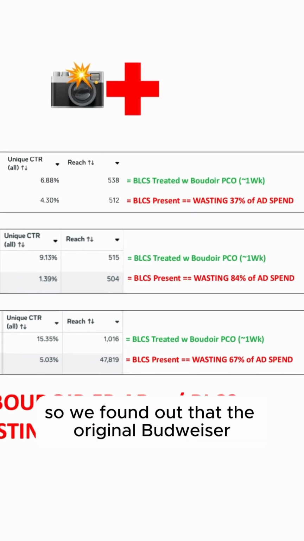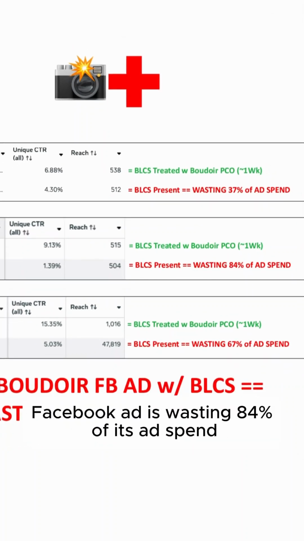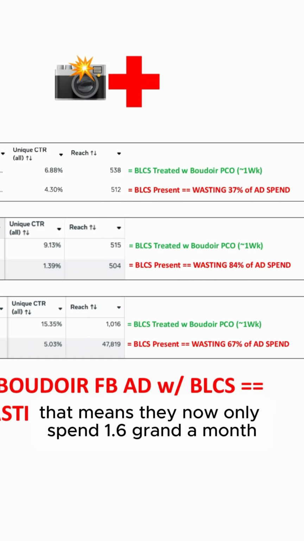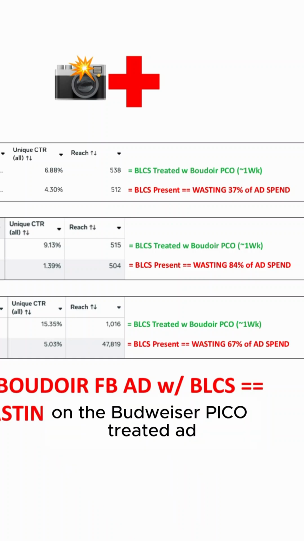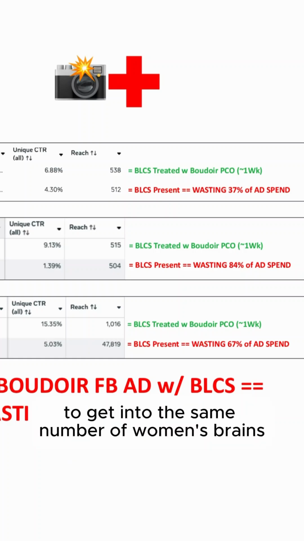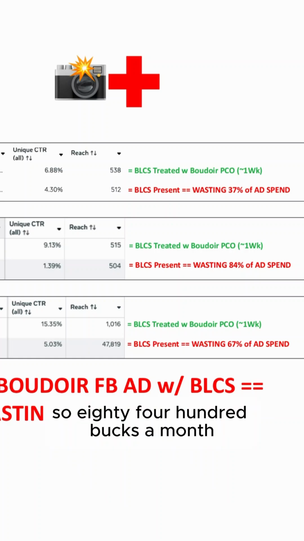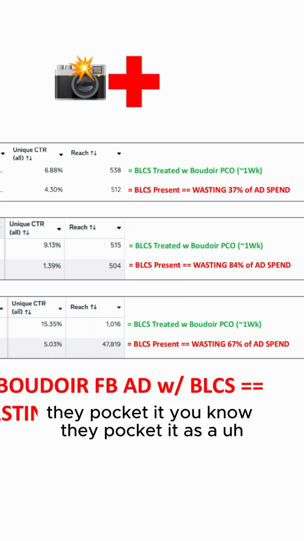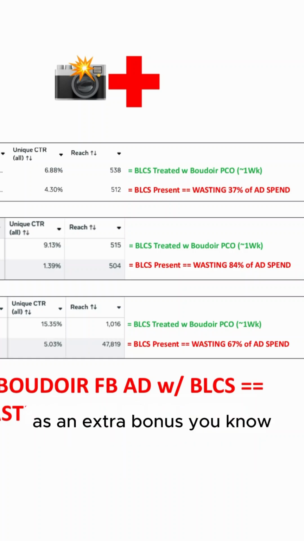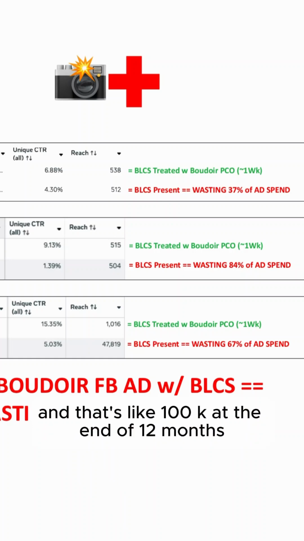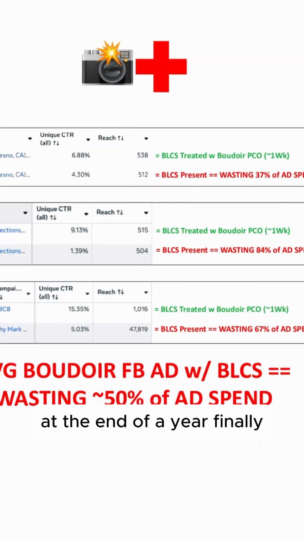So we found out that the original Boudoir Facebook ad is wasting 84% of its ad spend. So if they were spending 10 grand a month on Boudoir Facebook ads, that means they now only need to spend 1.6 grand a month on the Boudoir Pico treated ad to get into the same number of women's brains. That's the power of Boudoir Pico. So 8,400 bucks a month, they don't even have to spend it anymore. They pocket it as an extra bonus, phantom bonus, because it's not being spent. And that's like 100K at the end of 12 months, at the end of a year.